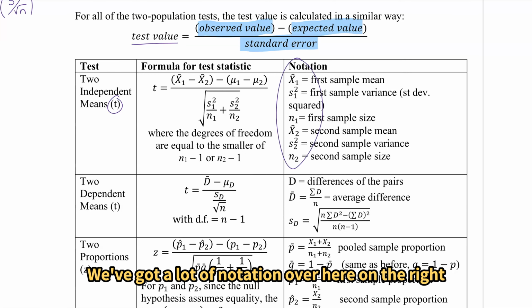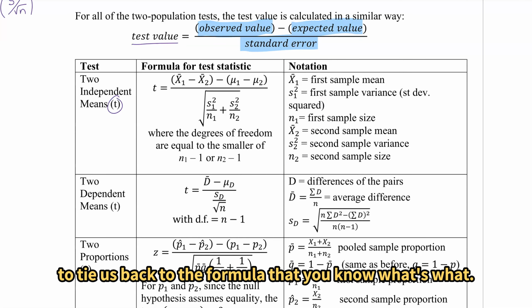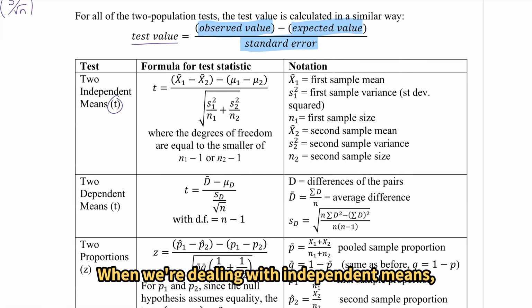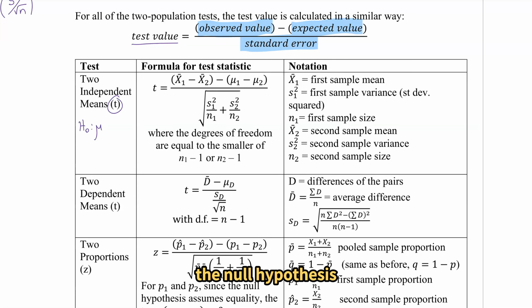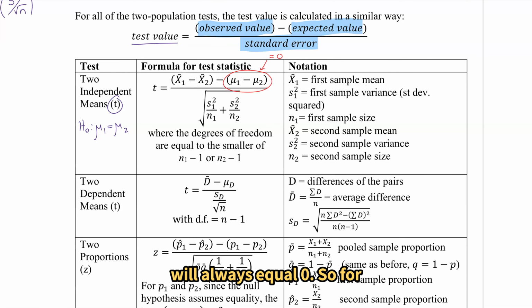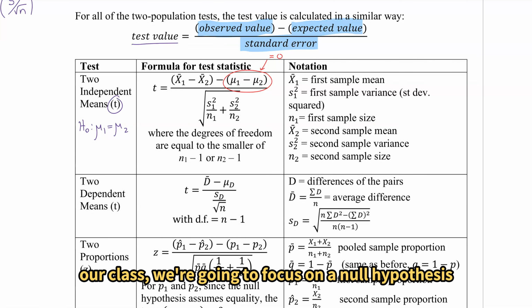We've got a lot of notation over here on the right to tie us back to the formula so that you know what's what. So x bar 1, x bar 2, those are our sample means. S1 squared, S2 squared, those are our sample variances. N1, N2, those are our sample sizes. When we're dealing with independent means, the null hypothesis will always be mu1 equals mu2, which also means that this mu1 minus mu2 up here will always equal 0. So for our class, we're going to focus on a null hypothesis with mu1 equals mu2.